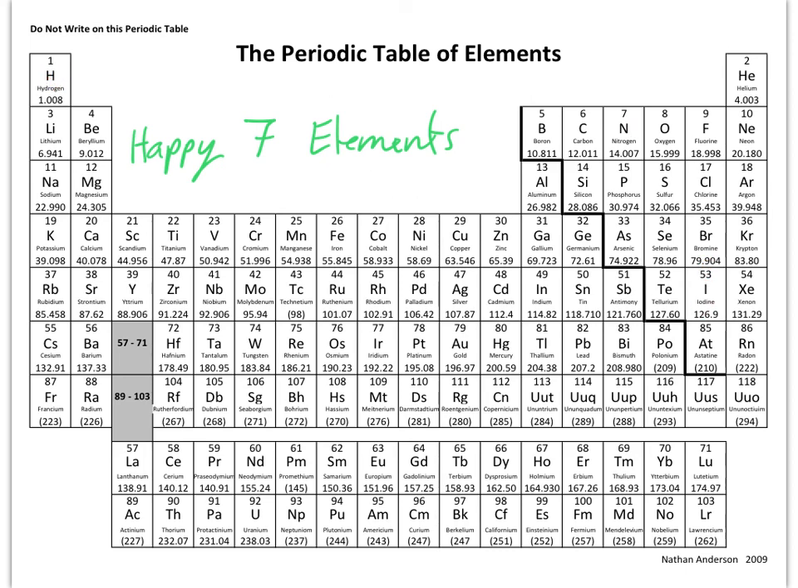So the happy 7 is another way of memorizing the 7 diatomic elements. You can either think of them as Hankel-Briff or the happy 7. And if you don't like those two corny ways of memorizing this, you can just maybe come up with your own way of memorizing it. But bottom line, you have to know these. All right, thanks.